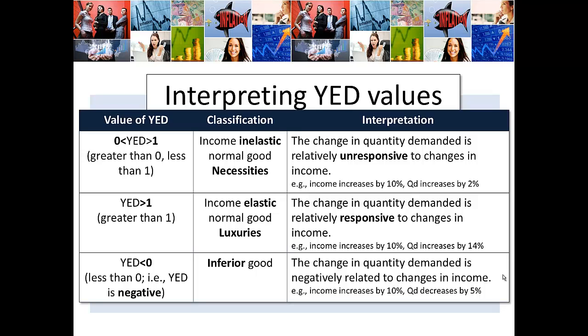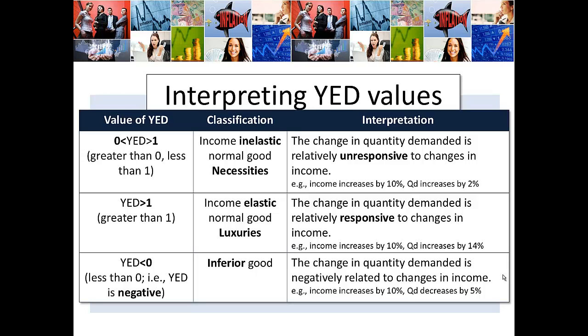Now if our YED is greater than 1, now we're talking elastic, income elastic. Again, they're normal goods, and this time we know that they're luxuries. And here the change in quantity demanded is relatively responsive to changes in income. So the change in income is going to be smaller than the change in quantity demanded. So if income increases by 10%, for example, quantity demanded increases by 14%, we know we're talking about a luxury good.